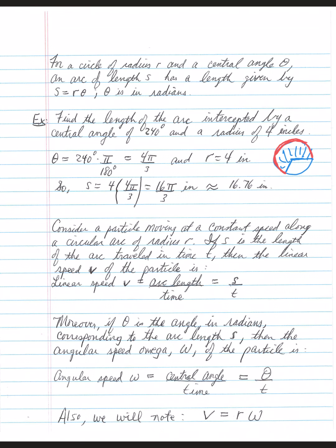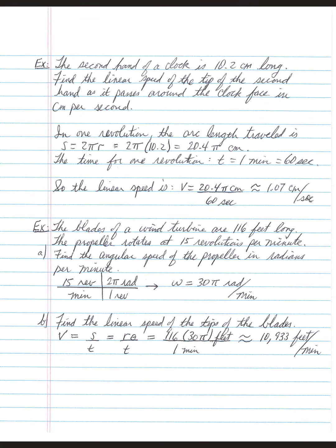Moreover, if theta is the angle in radians corresponding to the arc length s, then the angular speed, which is denoted with an omega, it looks like a W, it's just got a smooth round bottom, the angular speed of the particle, omega, is given as the central angle swept over time. Let's also note that linear velocity can be calculated by radius times angular velocity.